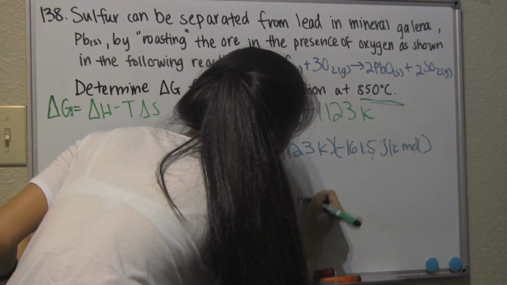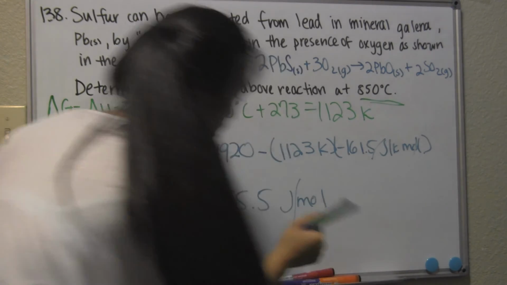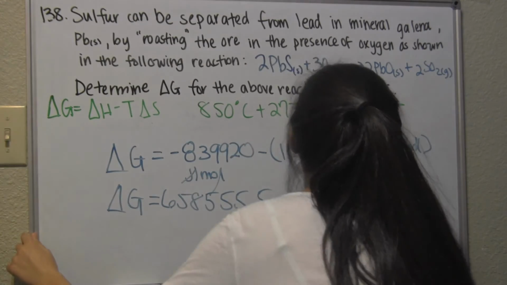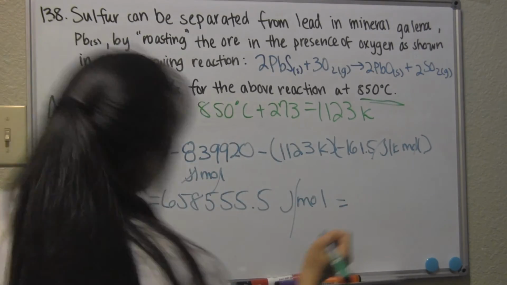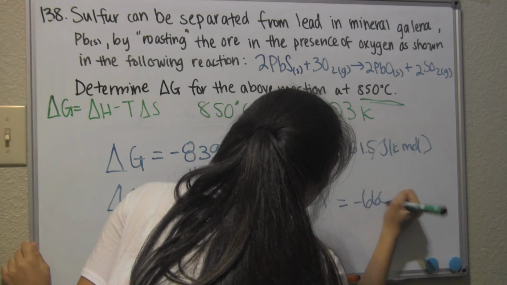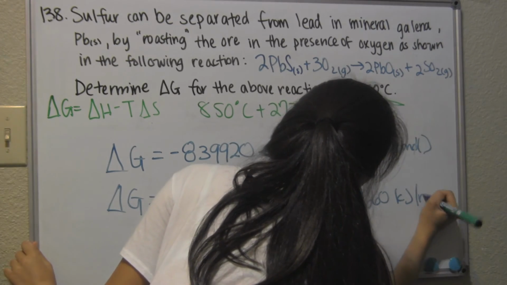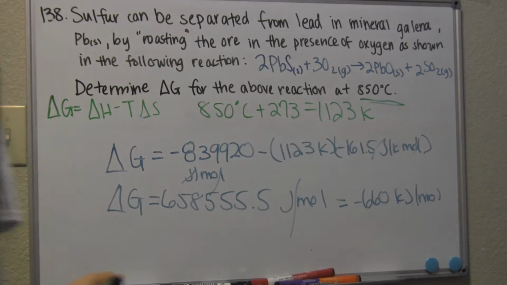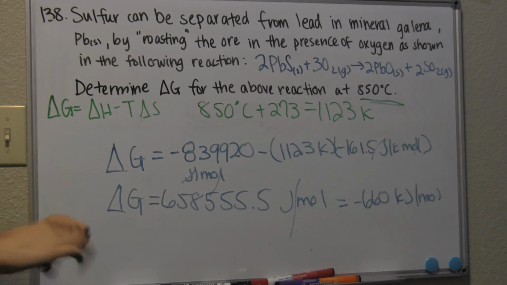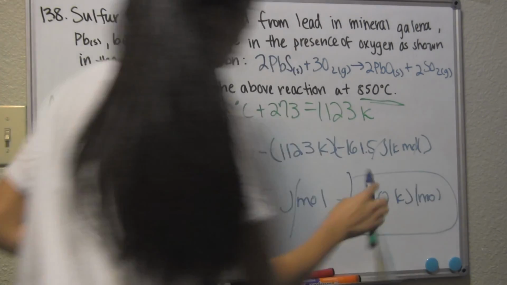joules per mole, and it's asking for kilojoules per mole, so that would just be negative 660 kilojoules per mole, giving you, yes, that would give you negative 660 kilojoules per mole. So that's your answer. I hope it was a big help.